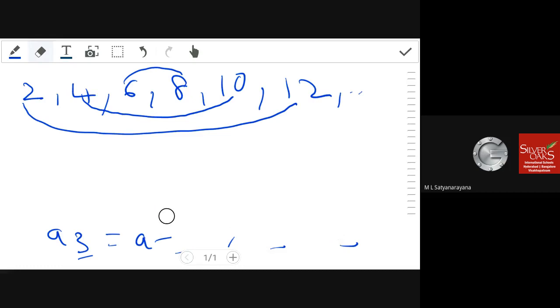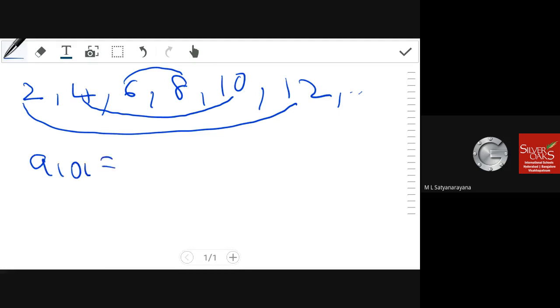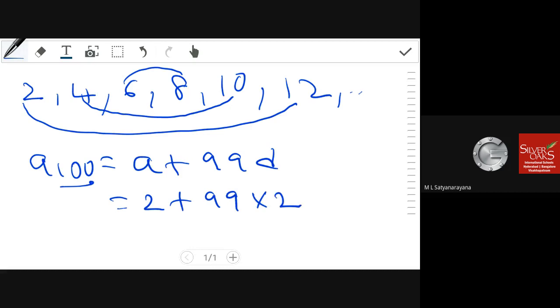Suppose you want to find the 100th term. Simply, the 100th term will be a plus 99d, since it is 100, remember it is 99, the formula. a is 2, plus 99 into d, which is again 2. What is d? Second term minus first term. Simplify it, you will get the answer. So how much will it be? 99 into 2 will be 198, plus 2 will be 200. So this is your 100th term. So any term you can find easily.